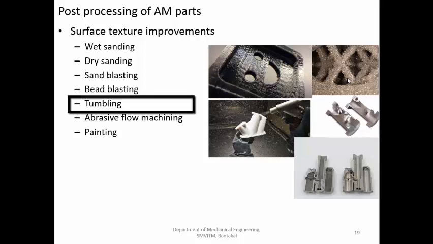In the tumbling process, there will be a very large drum. Inside the drum you have abrasive particles or abrasive pieces, and you put your component inside, and the drum is rotated at a slow speed so that as the components roll inside the drum, rubbing against each other, all the uneven surfaces are chipped away, and at the end you get a very smooth component.